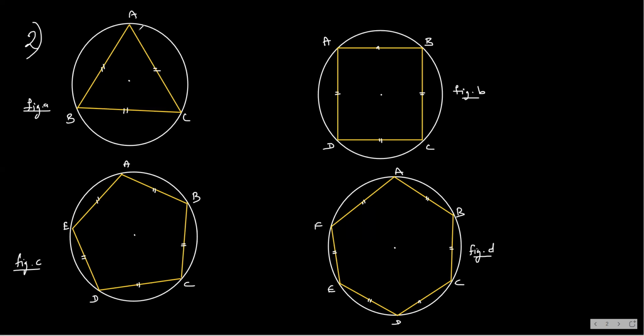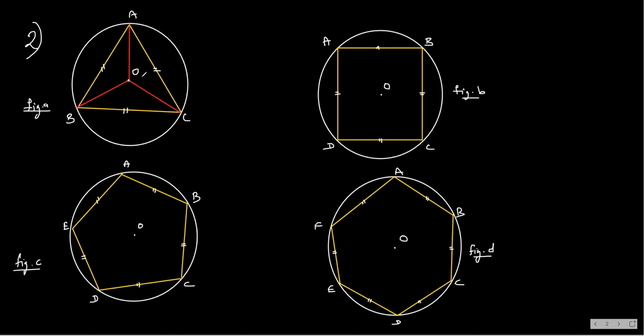Now, in this, the triangle is an equilateral triangle, so AB equals BC equals AC. So these 3 chords are equal. And if these 3 chords are equal, you understand that the angles subtended by these 3 chords at the center of the circle will be equal.